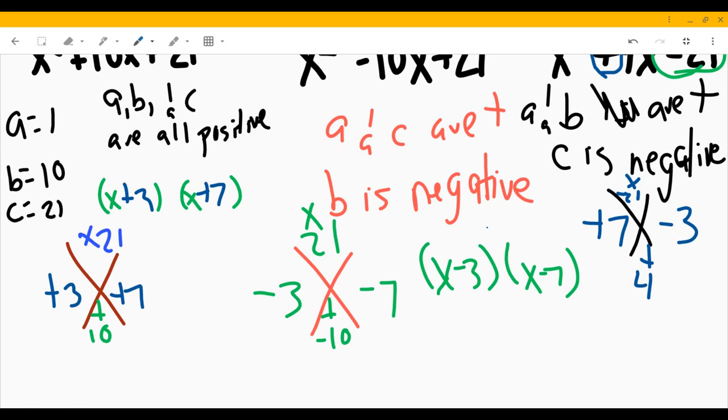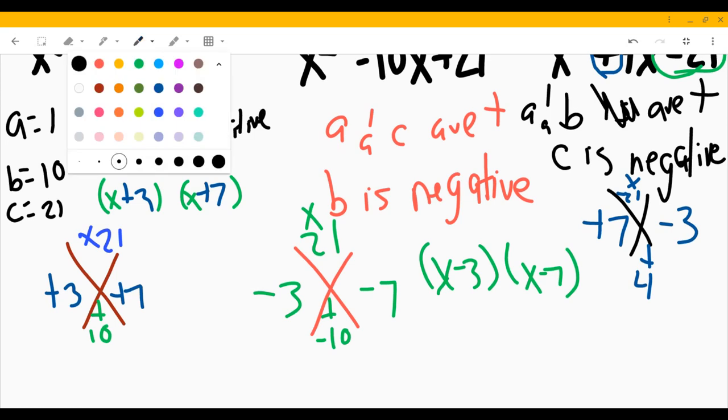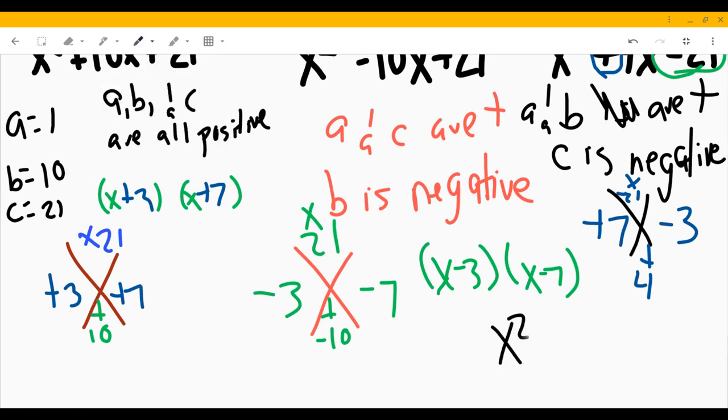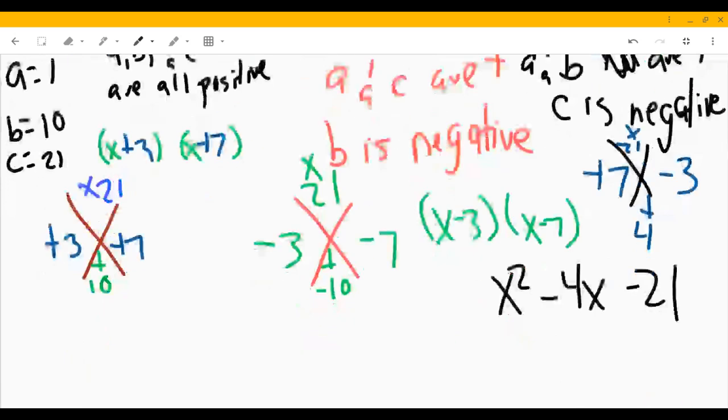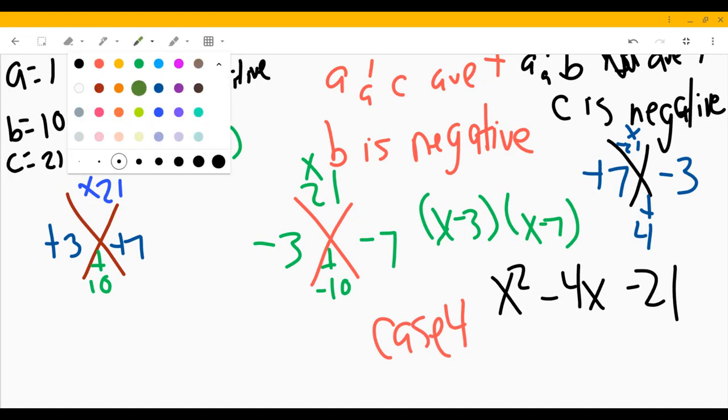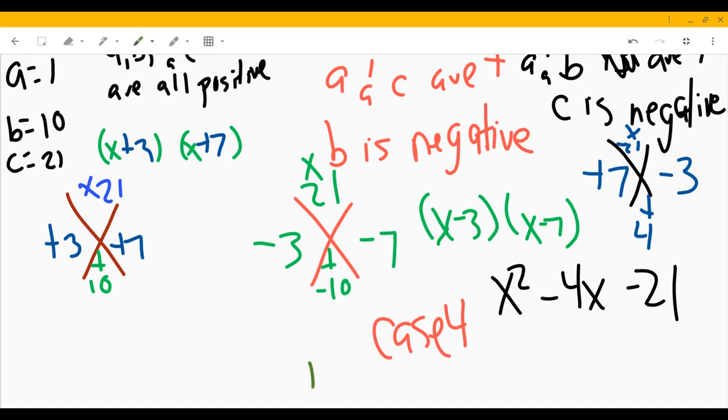Let me elaborate on that one a bit further. Let's say it was x squared minus 4x minus 21. We could call this one case 4. So for case 4, we have b and c negative.